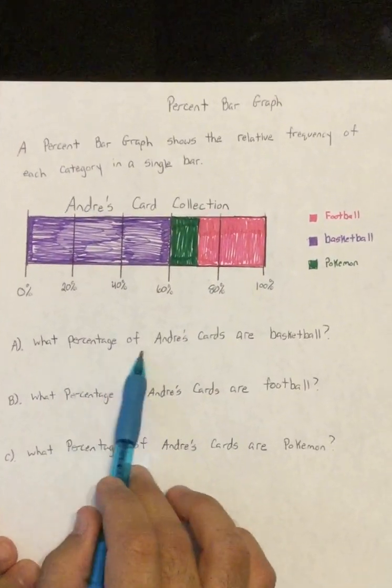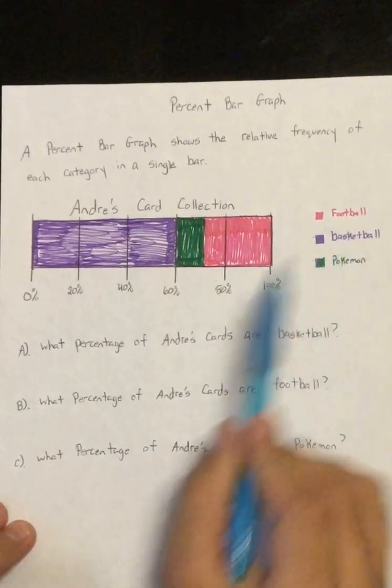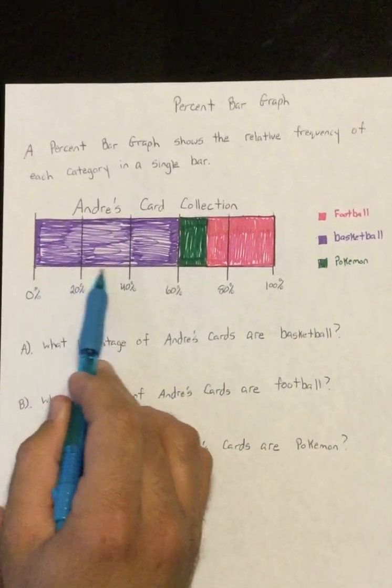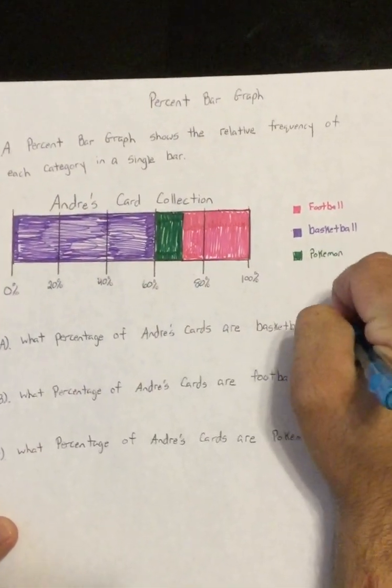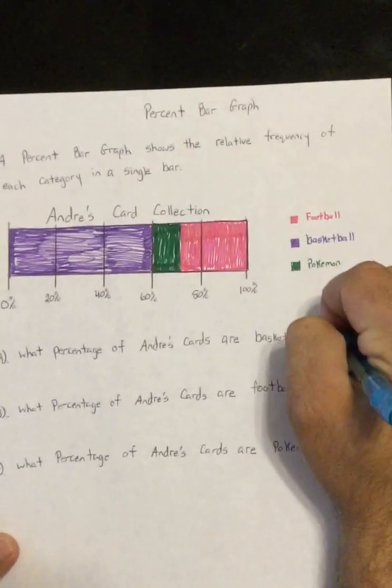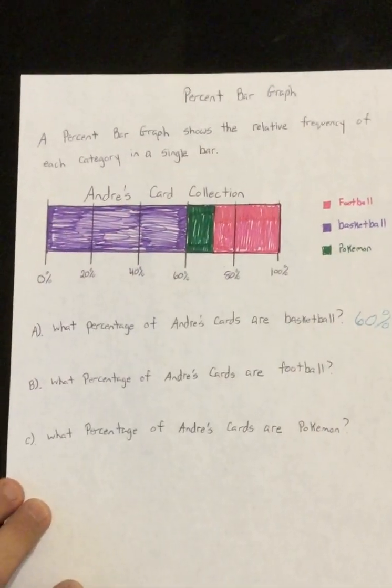Question A says, what percentage of Andre's cards are basketball? Well, again, basketball's purple. So it went from here to here. It went from 0 to 60. Well, that's 60%. That's literally it. You're just reading it off the graph.